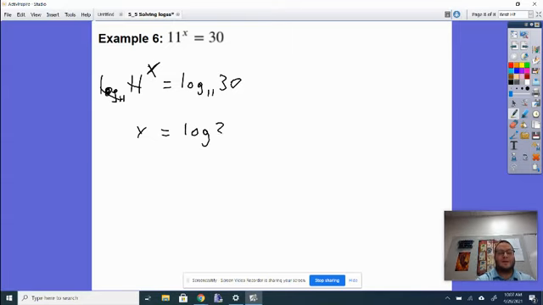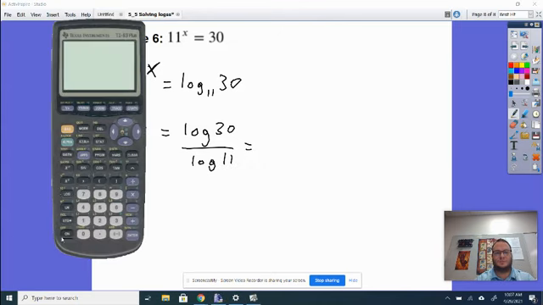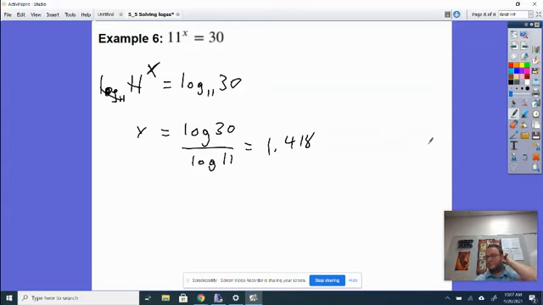Remember, I can rewrite that in my calculator as log of 30 over log of 11. I don't remember what that one is off the top of my head. One second. So log of 30, close that parentheses. Log of 11, close that parentheses. I get about 1.418.